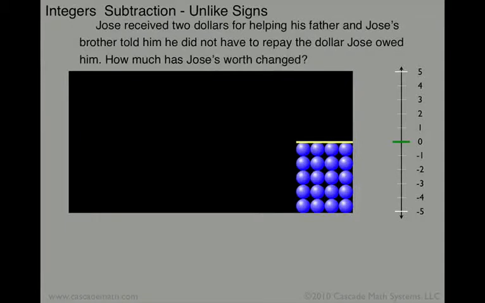Jose received $2 for helping his father, and Jose's brother told him he did not have to repay the dollar Jose owed him. How much has Jose's worth changed? Since Jose earned $2, I represent this as a positive 2. Positive 1, positive 2. I need to subtract the negative 1 that he owes his brother, but I don't have any negatives to subtract from.